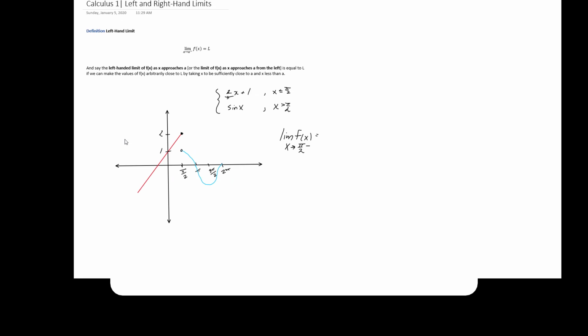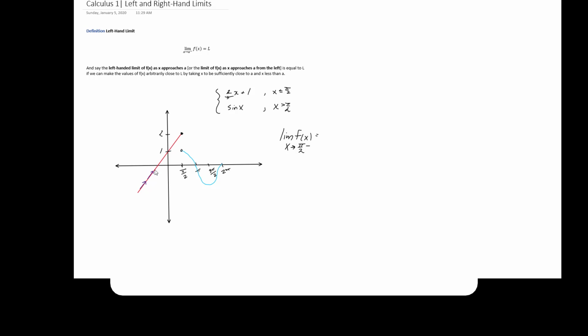What if we were asked, what is the limit of f of x as x approaches pi over 2 from the left? Recall that the equation 2 over pi x plus 1 controls all the values that are less than pi over 2, less than x equals pi over 2.